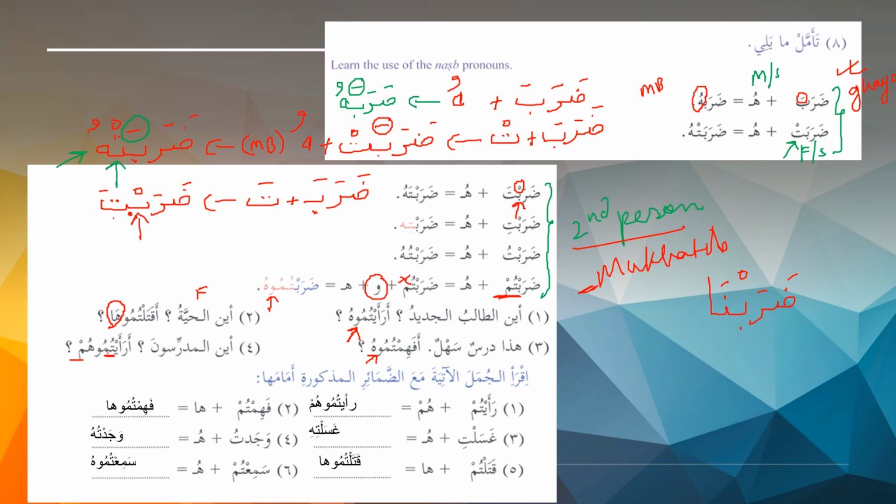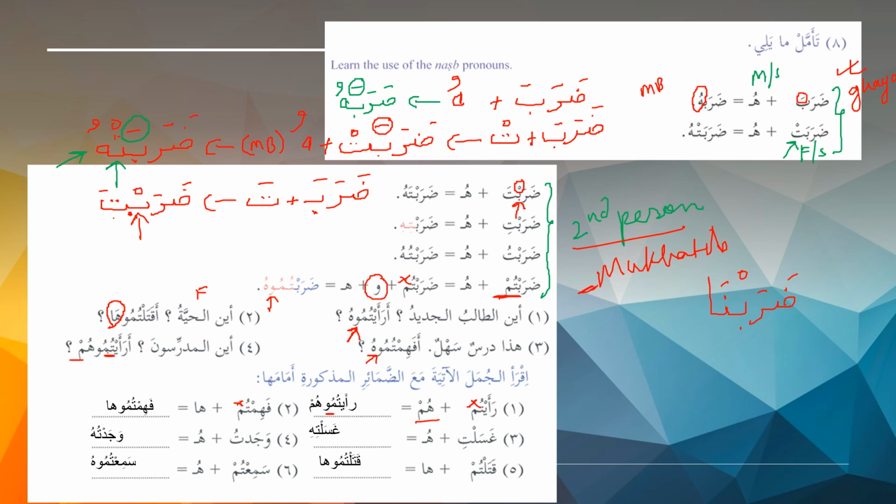اقرأ الجمل الآتية مع الضمائر المذكورة أمامها. So you need to attach the damir. So how are you going to attach? أرأيتمهم. Are you going to read أرأيتمهم? So you need to cancel the sukoon and you need to put the waw. أرأيتموهم. فهمتمها. You need to cancel the sukoon, put the waw. فهمتموها. And this happens only with the male plural mukhatib pronoun, that is tum.